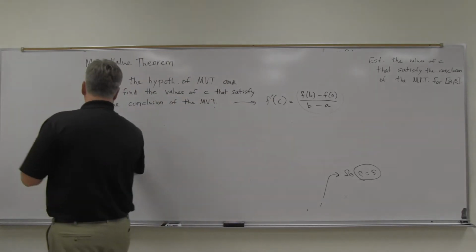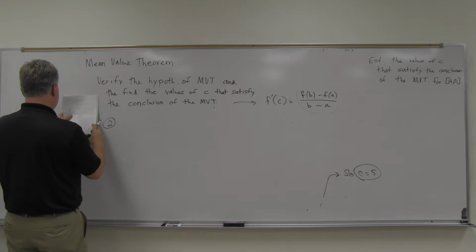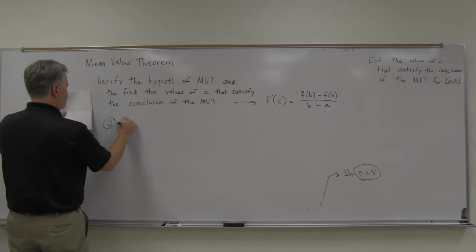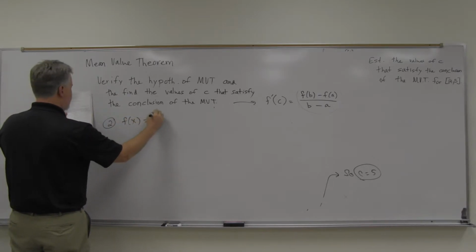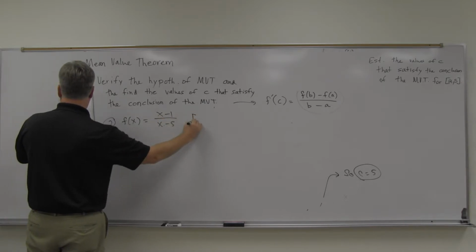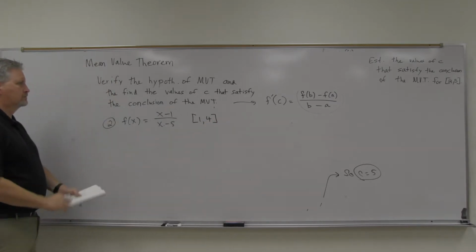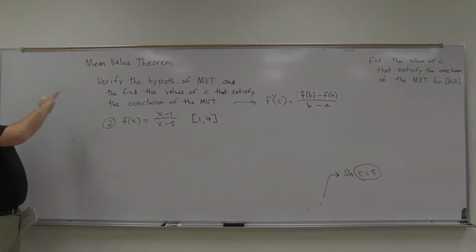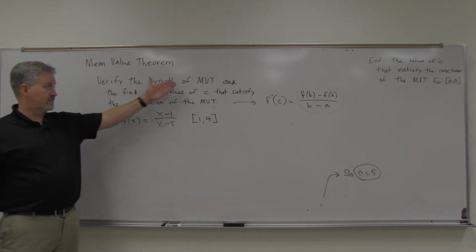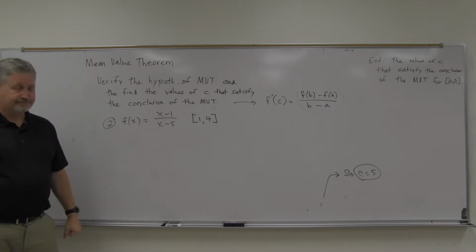So number 2. f of x equals x minus 1 over x minus 5, and I'm going from 1 to 4. So same setup. Verify the hypothesis of the Mean Value Theorem and find the values of c that satisfy the conclusion.